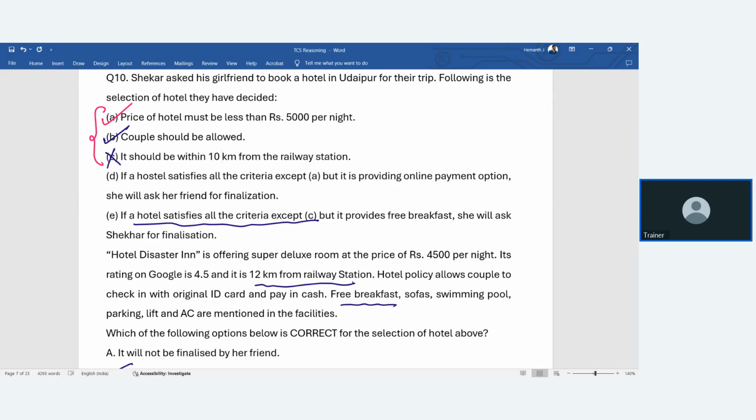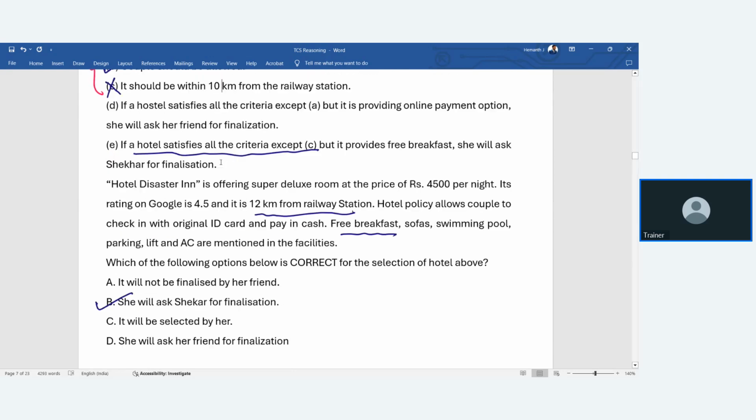Okay, the conditions we need to look at. Yeah, condition C failed. If C failed and all the remaining are satisfied, then we need to check whether it provides breakfast; if so, we can go ahead. She will ask Shaker for initial finalization of that. So we need to mention finalization for the Shaker. Okay, fine. So you can just have a look at the next question.